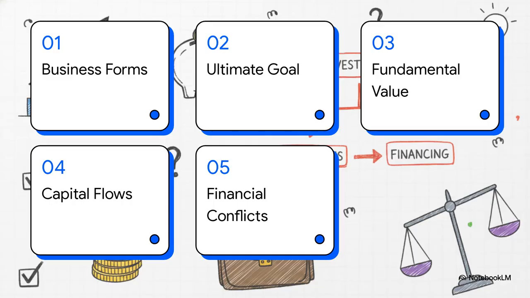So here's our roadmap for today. First, we'll look at the forms of business organization. Second, we'll define the ultimate corporate goal. Third, we'll get into calculating fundamental value. Fourth, we'll see how capital flows. And finally, we'll wrap up with taming financial conflicts.